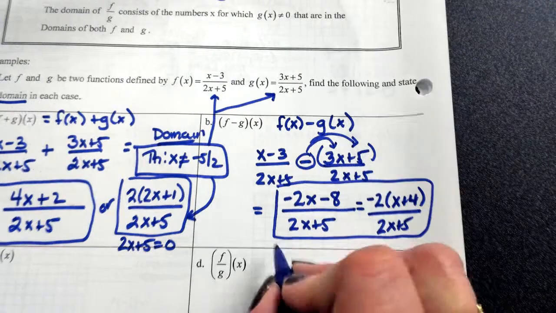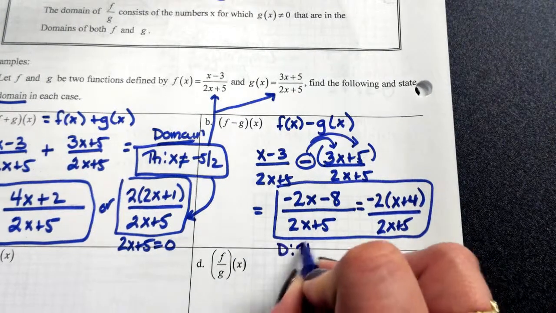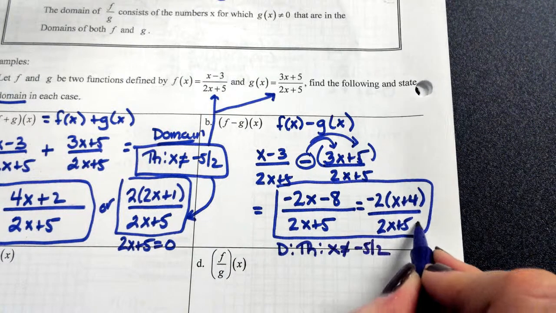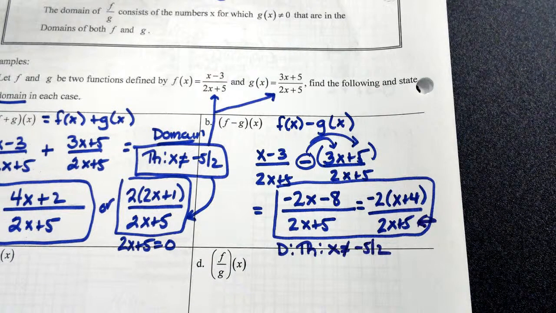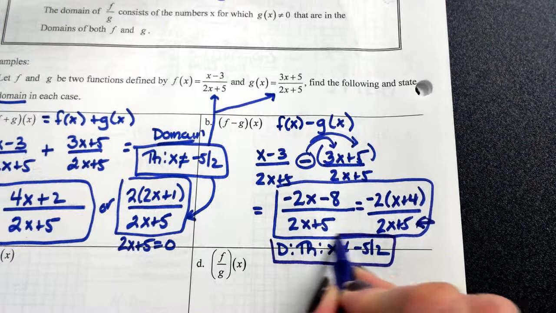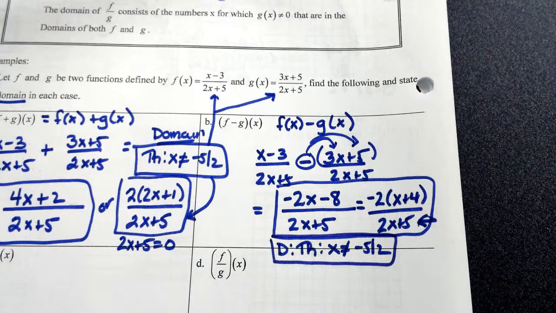So again, what's the domain going to be? Just like when you add it, it's going to be all real numbers except negative 5/2. Again, look at the denominator. When you have a fraction, you have to look to see what would give you a 0 in the bottom and exclude it from the domain. So the domain is going to be all real numbers except negative 5/2. So any questions on that one?